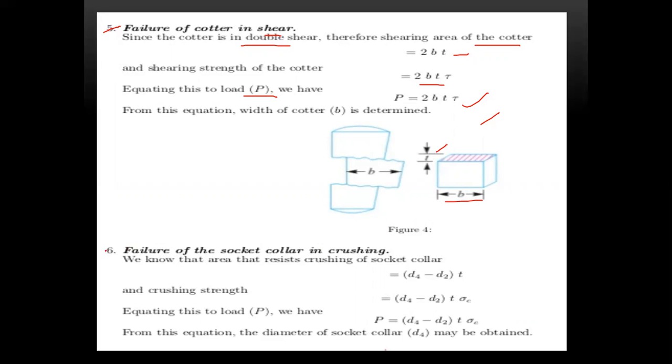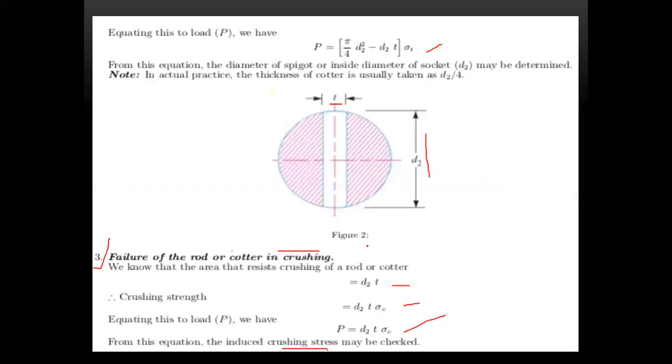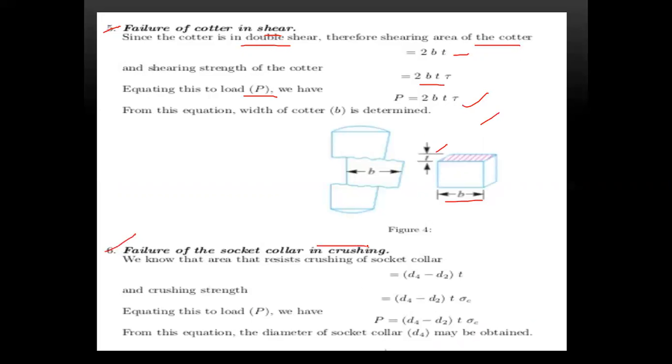Now, what is the next one? The failure of the socket collar in crushing. Here the socket and rod crushing, and here the socket collar crushing. We know that the area of crushing of the socket collar is equal to d4 minus d2 into t, and the crushing strength is equal to d4 minus d2 into t into sigma c. Therefore, equating these two, we have P is equal to d4 minus d2 into t into sigma c. From this equation, we can determine the socket collar diameter d4.